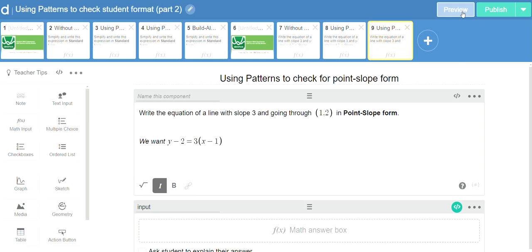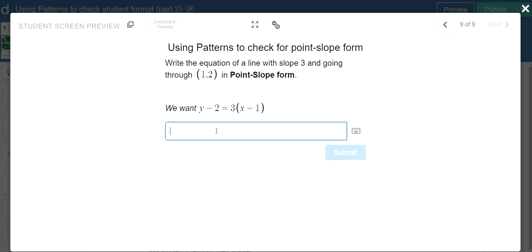So if a student were to type in y minus 2 equals 3, x minus 1, no warning symbol, check mark. If the student were to take this minus 2 and add it over here, you can see a warning symbol pops up, an error message saying not in correct form because this 2 is on the wrong side of the equation.